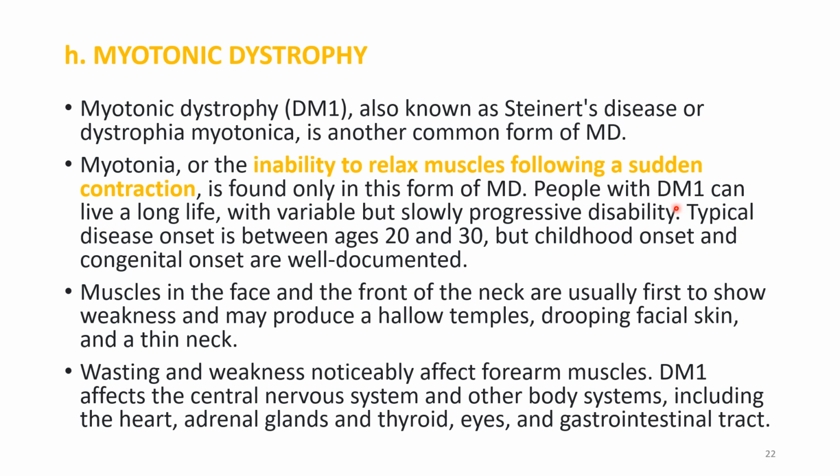People with this disease, myotonic dystrophy, can live a long life with a variable but slowly progressive disability. Typical disease onset is between 20 to 30 years of age, but childhood onset and congenital onset are also well documented. Muscles in the face and front of the neck are usually first to show the weakness and may produce hollow temples, drooping facial skin, and a thin neck. Wasting and weakness noticeably affect the forearm muscles. DM1 affects the central nervous system and other body systems also, including heart, adrenal glands, thyroid, eyes, and GIT.